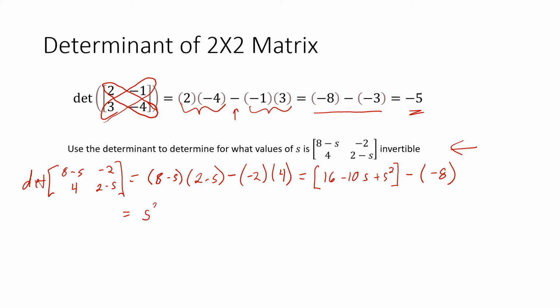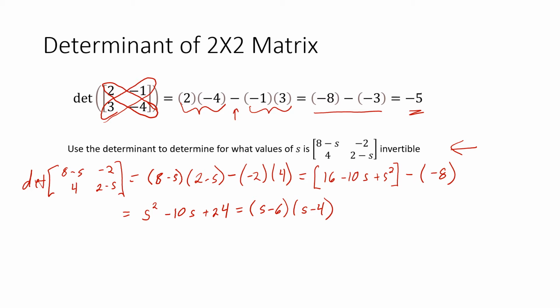To rewrite this, I get S squared minus 10S plus 24. And now we know how to factor this. You should know this from high school and from first year calculus. You can factor this as S minus 6 times S minus 4. So now we know what the determinant is. The question is, for what values of S is there an inverse? Well, there's an inverse when the determinant is not equal to 0.